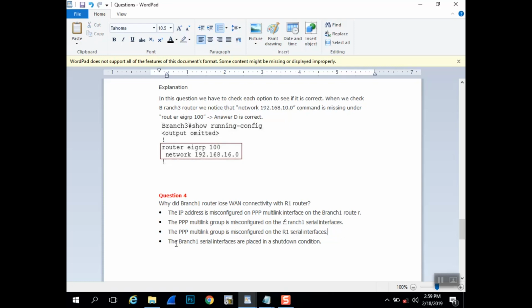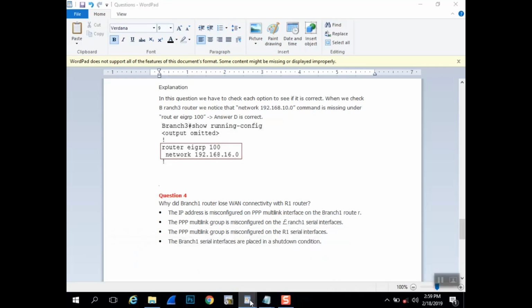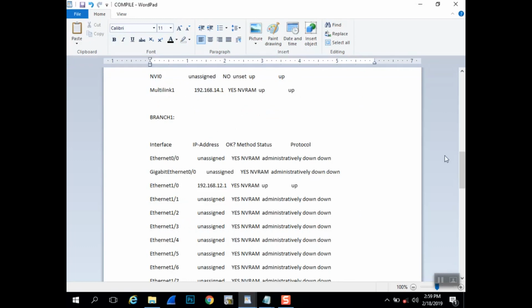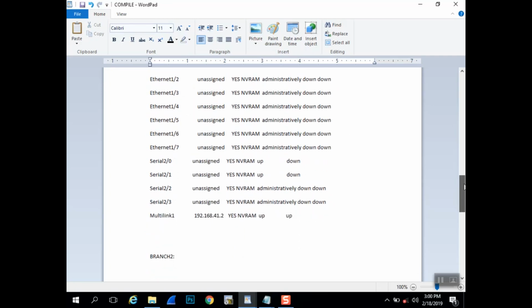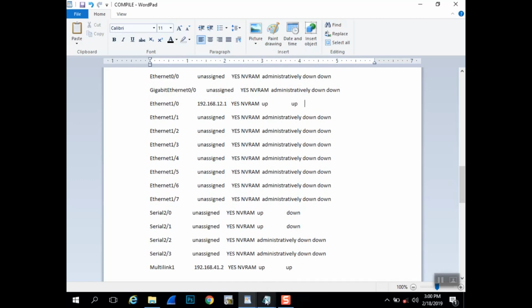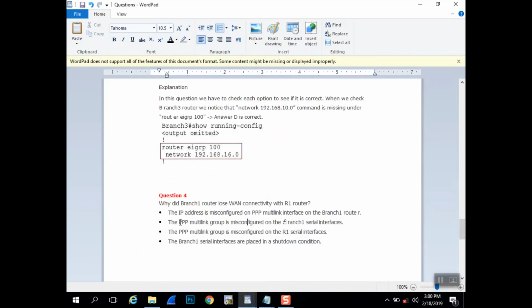That's not it. Branch 1 serial interfaces are placed in the shutdown condition. So let's proceed with the branch 1, and let's see with the serial. So branch 1 again, and as you can see, all the interfaces that have addresses are in an up state condition. But if you try and look at the choices here, you would notice that the answer is A. The IP address is misconfigured on PPP multilink interface on the branch 1 router.